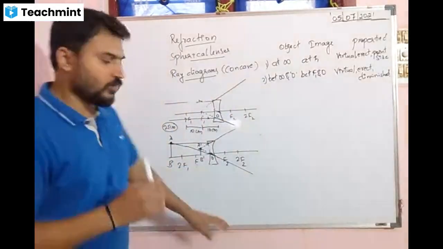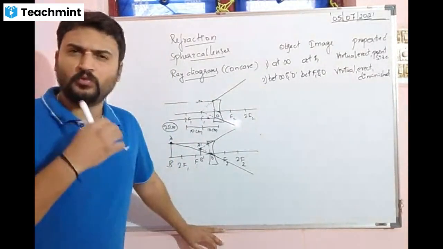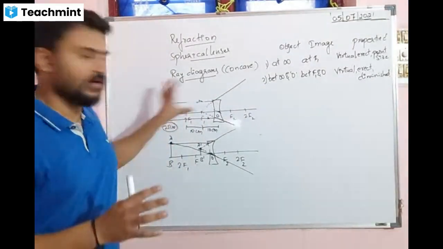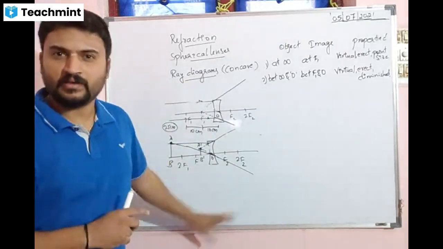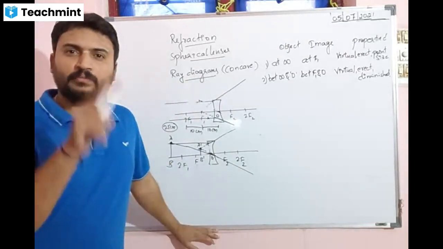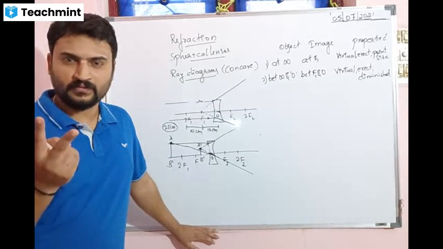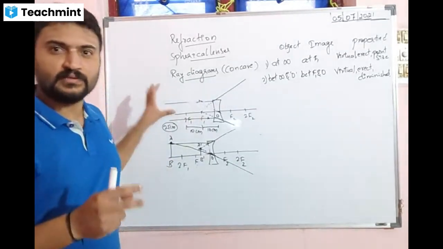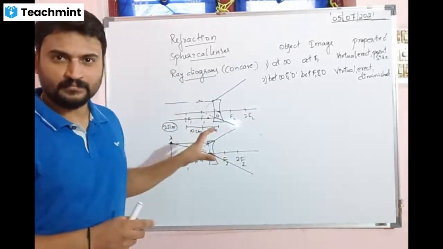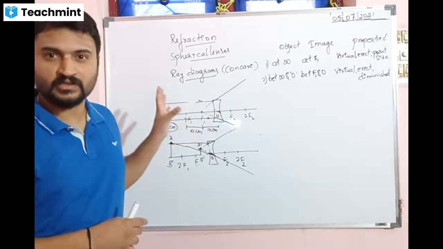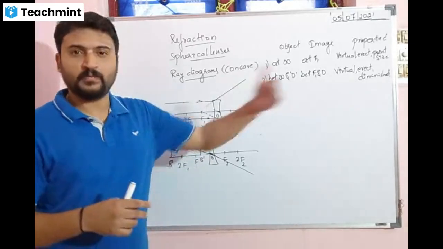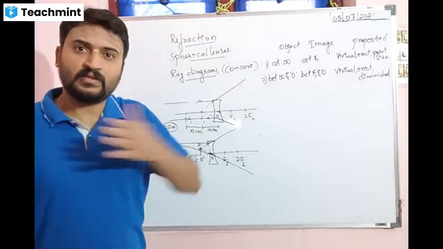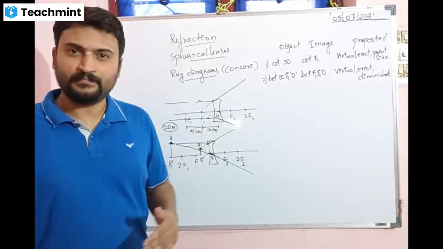Just see, to draw a ray diagram, there are millions of rays actually falling down. Millions of rays fall on the lens, fall on the mirror. But we consider only two types of rays, any two types, where they will meet. But when the object is at infinity, we consider only the lines which are parallel, because lines coming from a very long distance, we consider them to be parallel.